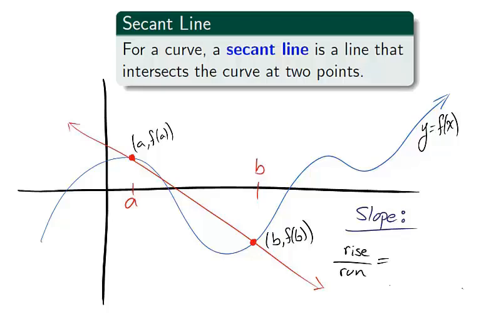What is the slope of a secant line? As the secant line passes between the 2 points, we can calculate the slope by taking the rise over run. That is b's y value minus a's y value, the rise, divided by the difference of b and a.